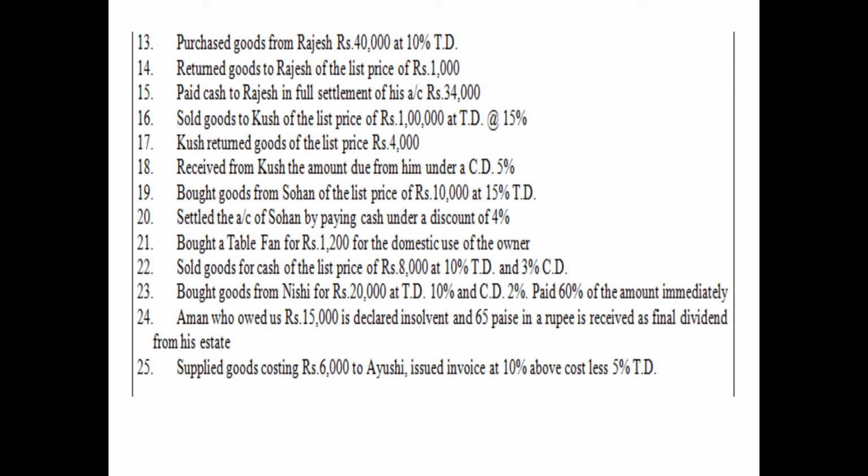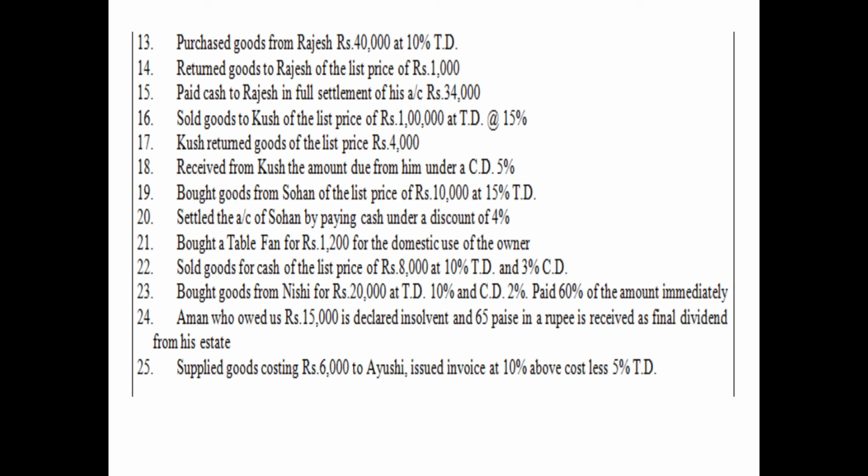Next transaction. Bought a table fan for rupees 1,200 for the domestic use of the owner. Domestic use for the owner means household use of the owner. That means this is a personal expense. We will not consider it as a furniture. No. It is a personal expense, and the moment personal expense or personal use comes, the one thing which should immediately pop up into your mind is drawings account will be debited.